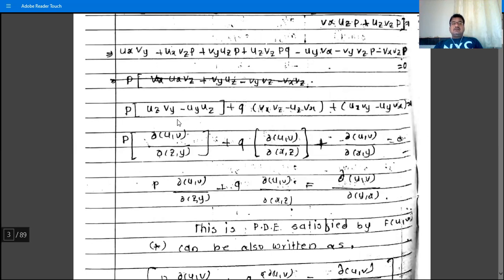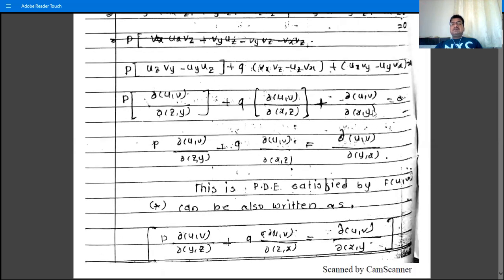So this is the term p, and this is the Jacobian dou (u,v) by dou (z,y). Dou (u,v) by dou (z,y) is the determinant. Actually this is the determinant: dou u by dou z, dou u by dou y, and dou v by dou z, dou v by dou y. Okay, so we have this dou (u,v) by dou (z,y), and this is dou (u,v) by dou (x,z). This is the Jacobian, and this is the Jacobian dou (u,v) by dou (x,y).